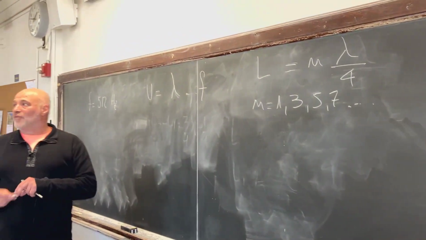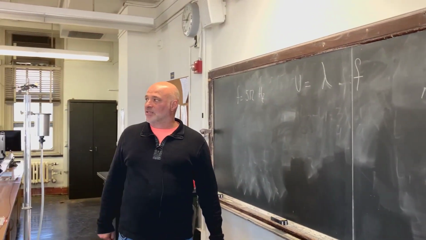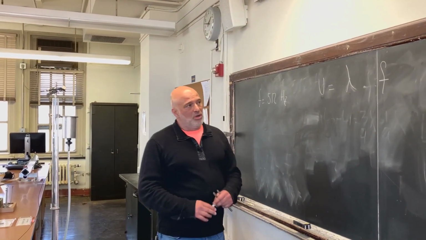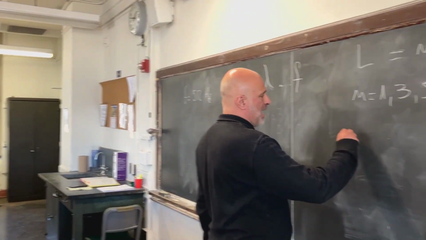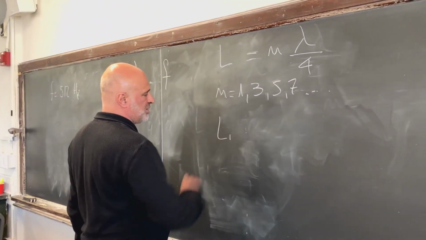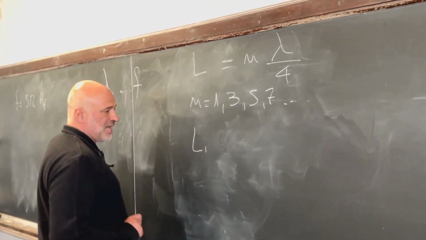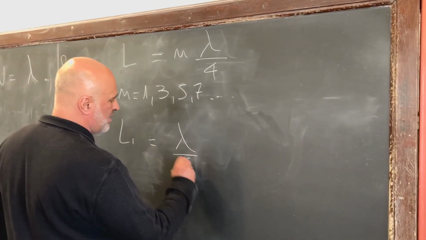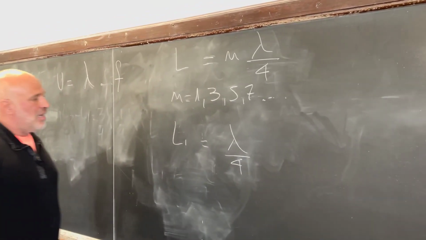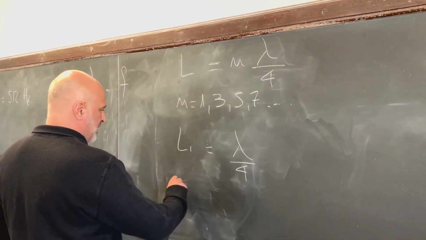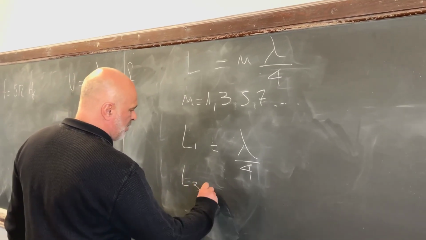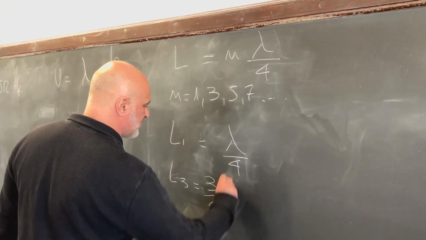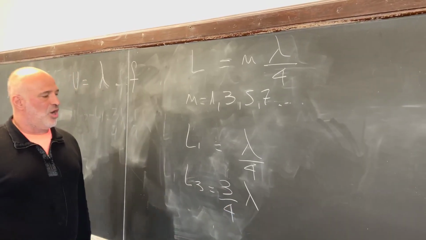In order to avoid boundary effects, which have a correction of 0.3 times the diameter of the tube, we are going to use the first harmonic, for which the length of the air column is equal to the wavelength divided by 4, and the third harmonic, for which n is equal to 3, so this means that we have 3/4 of lambda for n equal 3.